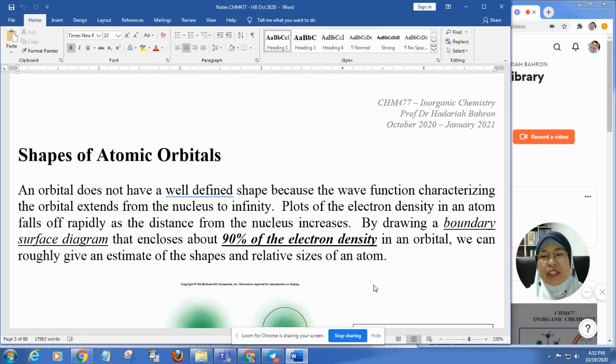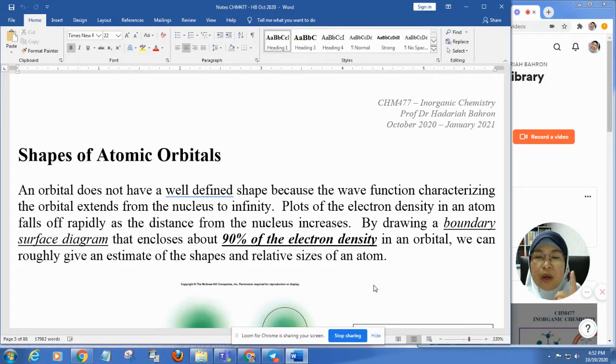Now, an atomic orbital actually does not have a well-defined shape because the wave function characterizing the orbital extends from the nucleus to infinity. The plots of electron density in an atom fall off rapidly as the distance from the nucleus increases. So as you move away from the nucleus, the electron density, or how much electron is present, becomes less and less. By drawing a boundary surface diagram that encloses about 90% of electron density in an orbital, we can roughly give an estimate of the shape and the relative sizes of an atom.